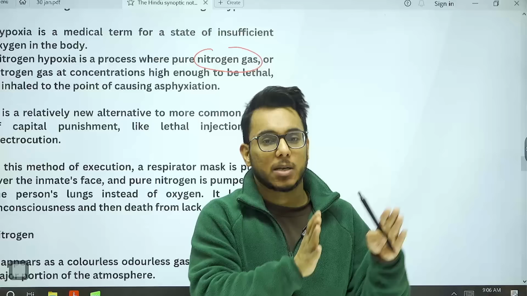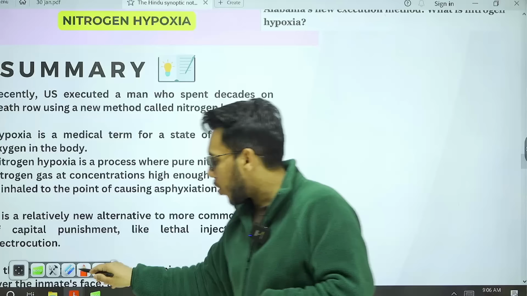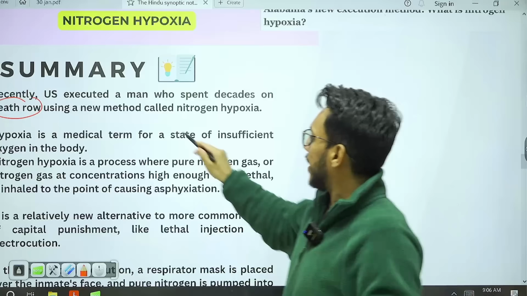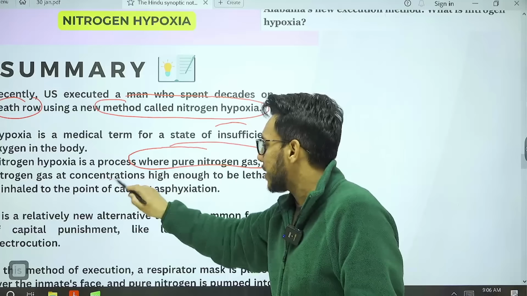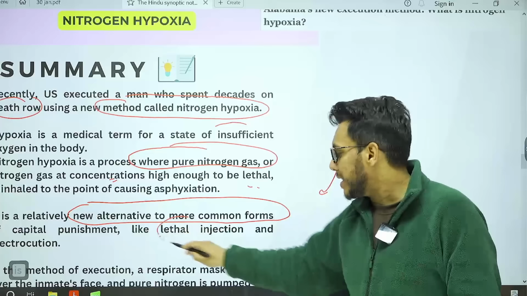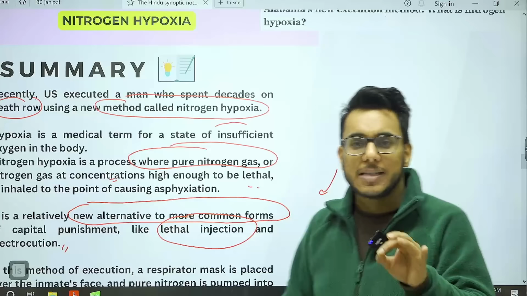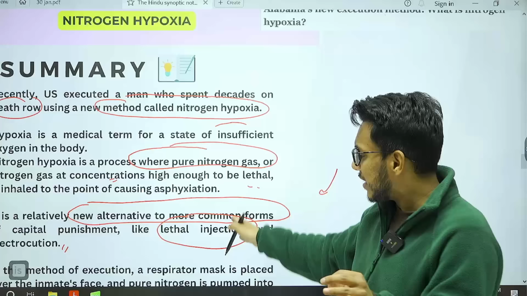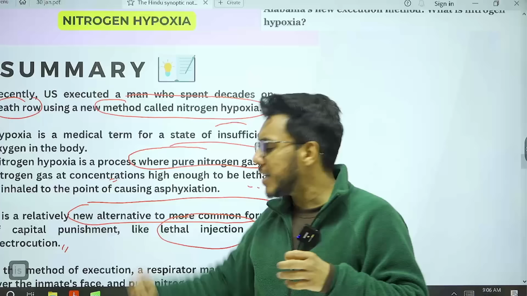So recently in USA, a prisoner who was on death row was executed using nitrogen hypoxia, that is by putting pure nitrogen gas in his body. Now this is a relatively new alternative to other forms of capital punishment, such as lethal injection, electrocution, or hanging. These methods involve a lot of pain. It has been seen that even when the lethal injection is being given, for minutes or sometimes even for half an hour or 1 hour, a person is in a lot of pain. Same goes with electrocution, same goes with hanging.